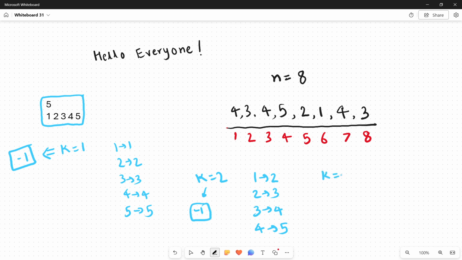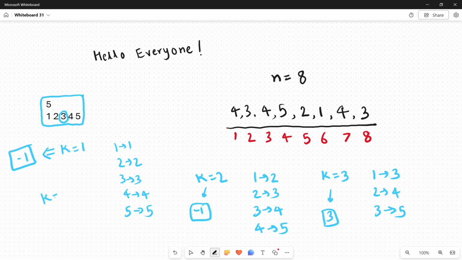So for k equal to 3, my subsegments are going to be 1 to 3, 2 to 4, and 3 to 5. In this case, I can notice that this 3 is appearing in all of the three subsegments. It is the only number appearing in all of the subsegments. So our answer for k equal to 3 is going to be 3.